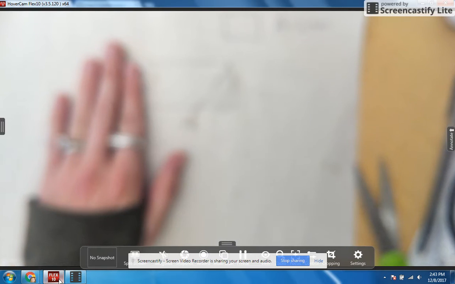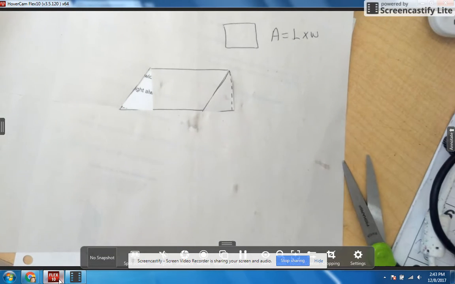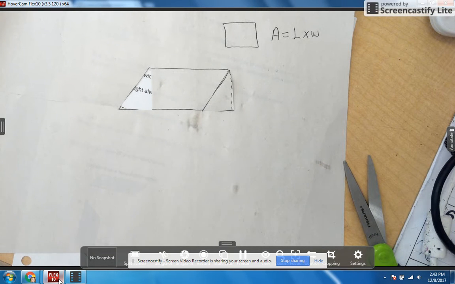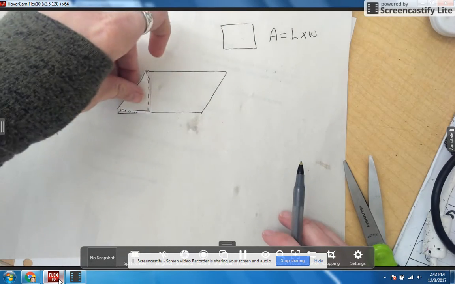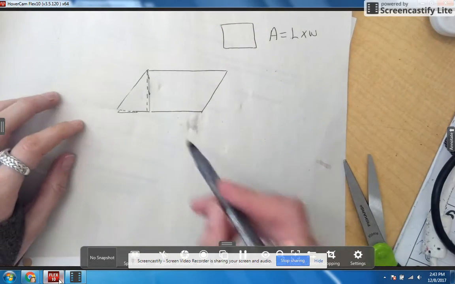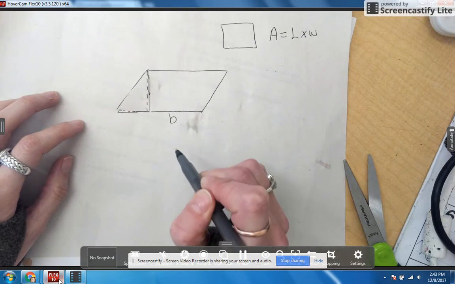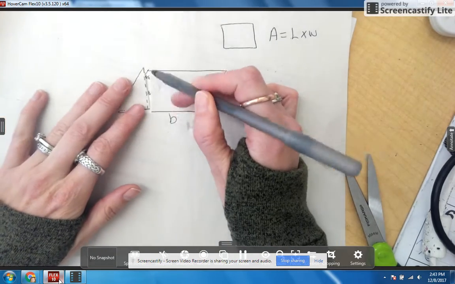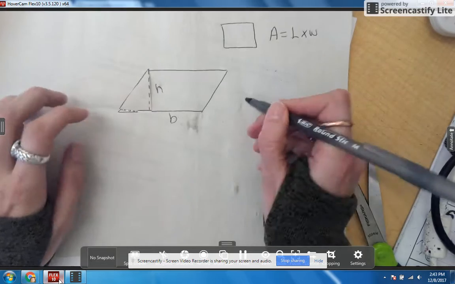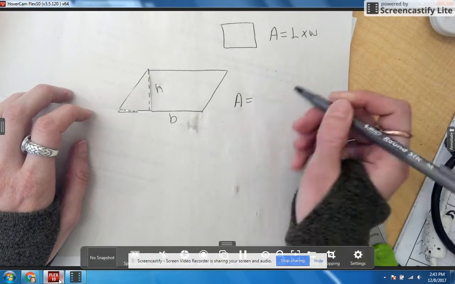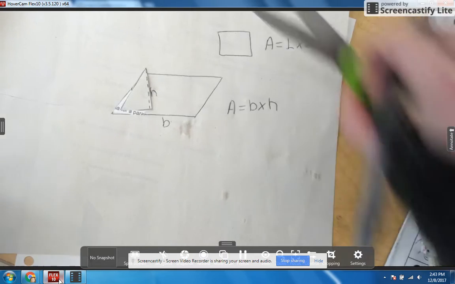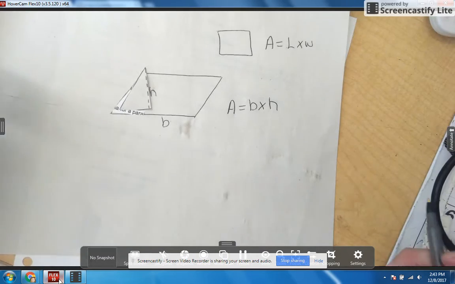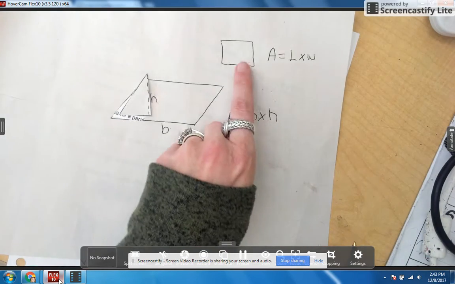But instead of length times width, because it's a different shape, we're going to give it a different name. We're going to call it base times height. Because this is the bottom of our parallelogram, and this going up here is our height. So our formula for the area of a parallelogram is base times height. Okay, so you take the base and you take the height and you multiply them together, much like the rectangle where it's length times width.